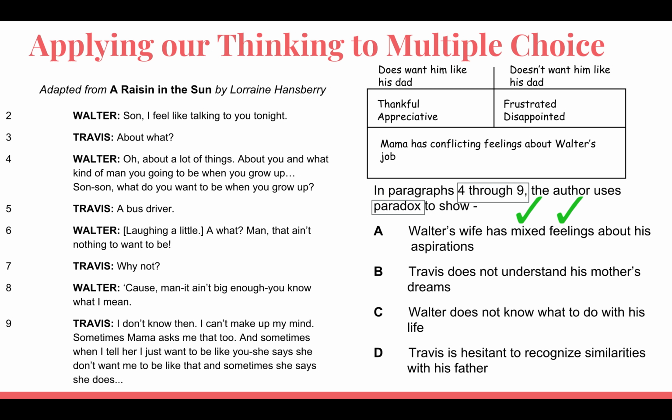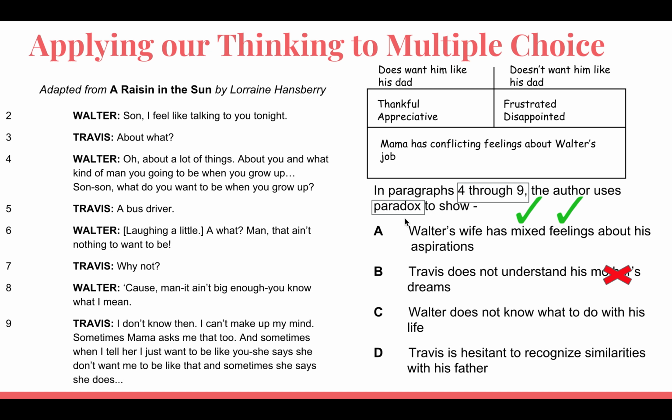Well, mixed feelings matches conflicting feelings, so I'm going to go ahead and put some check marks there. B: Travis does not understand his mother's dreams. Well, the paradox isn't necessarily about Travis understanding his mother's dreams, it's more about his mother's conflict over what her husband does. So B is out.